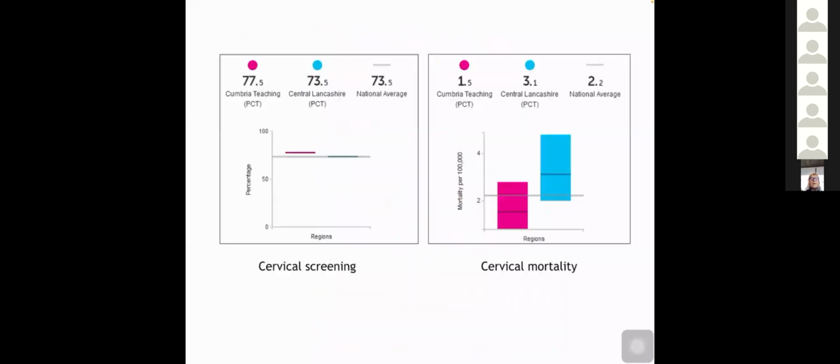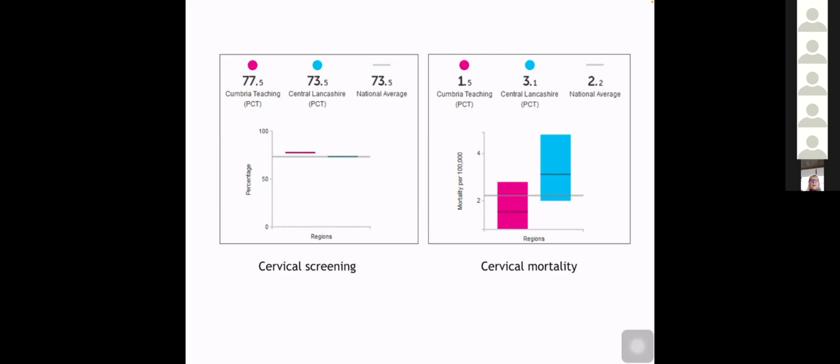If you look at an example of it closer to home for pathologists, so cervical screening, this is data taken from the Cancer Research UK databases, which are available publicly, so you can look at insight from national screening programs and national mortality related to cancer. You can see on the left, there's the rates of cervical screening. So the percentage uptake of cervical screening in eligible women. And you can see that there's a 4-point difference between Cumbria and Central Lancashire, and that Cumbria has a higher than average rate of cervical screening coverage.